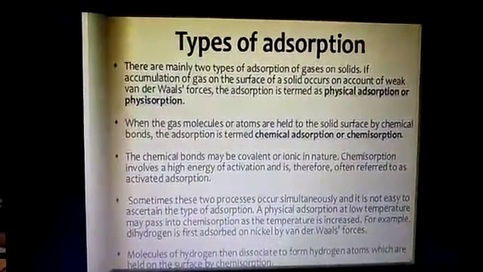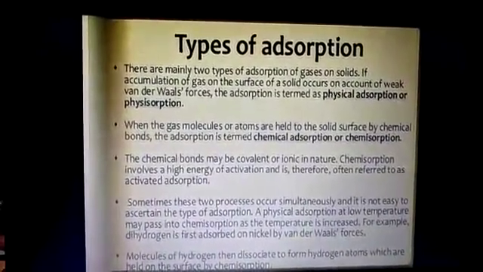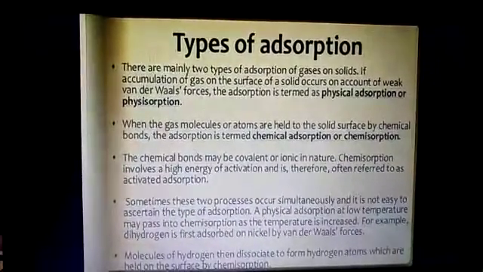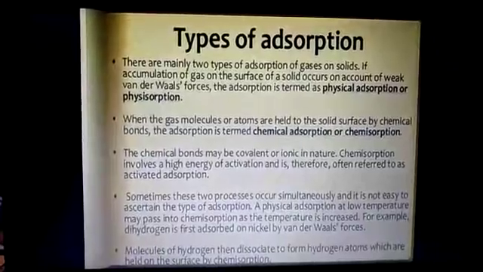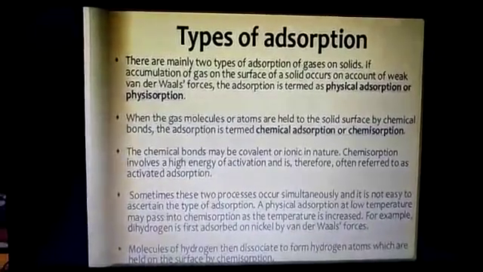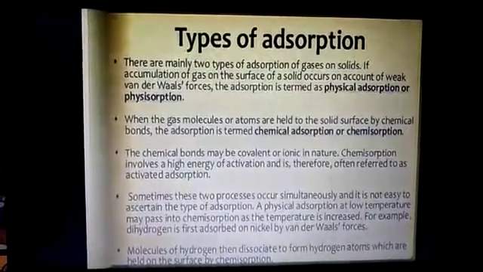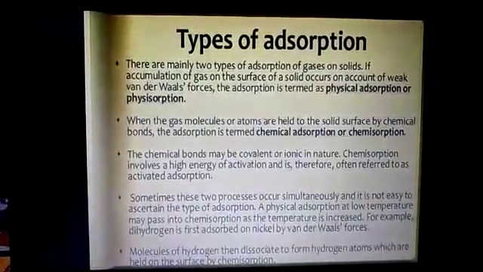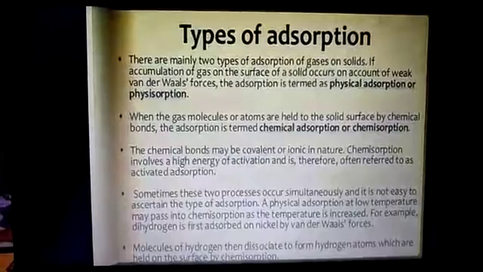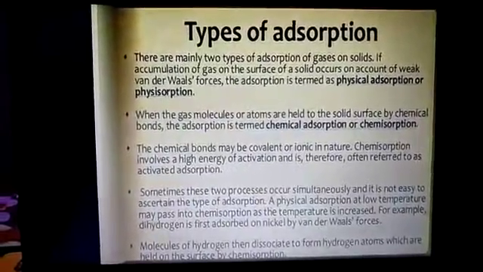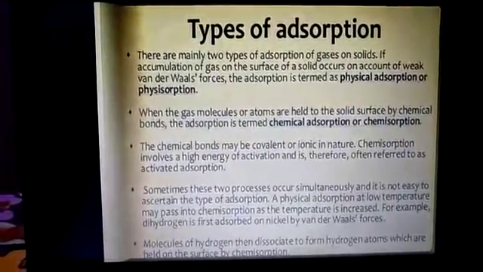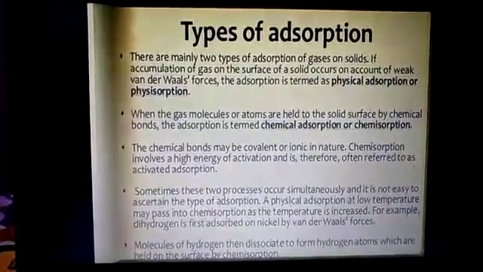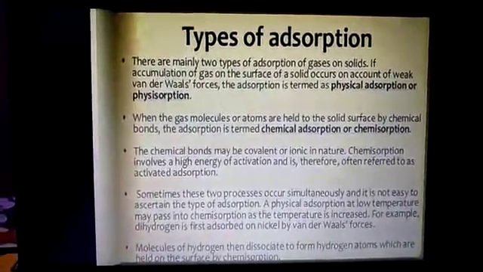Now, when the gas molecules or atoms are held to the solid surface by a chemical bond, then the adsorption is known as chemical adsorption or chemisorption. In chemical adsorption, there is a formation of a chemical bond, which may be a covalent bond or an ionic bond. Due to this formation of a chemical bond between the adsorbate and adsorbent, the adsorption is known as chemisorption.